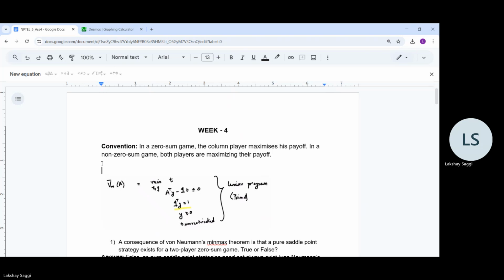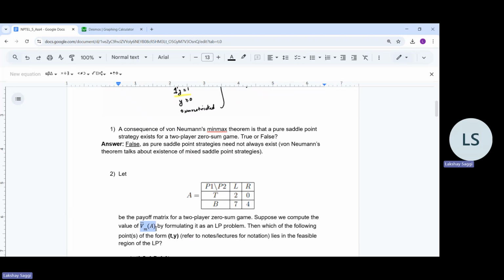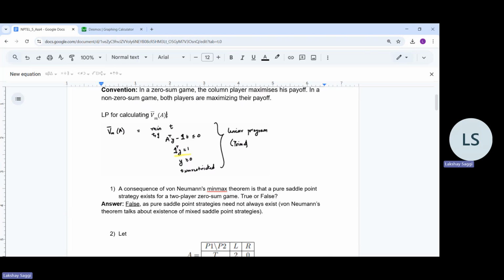So consider this as a quick revision note on the LP for calculating. If one wants to calculate V bar M of A, then this is the LP we are talking about. And similarly, if one instead wants to calculate V underline M of A, like this is the min-max value, right? We have to minimize over T and stuff like that.